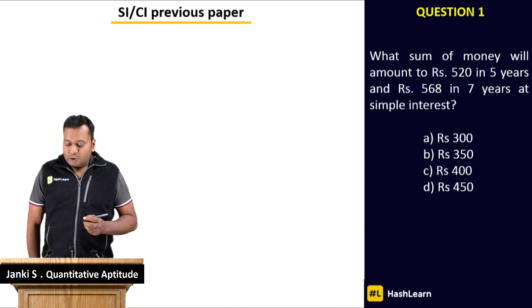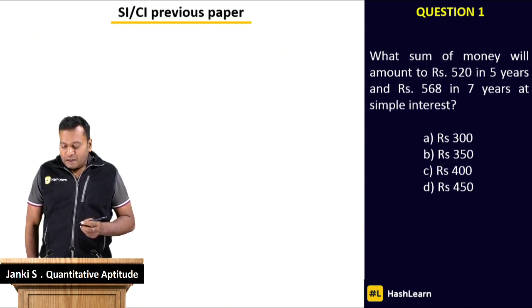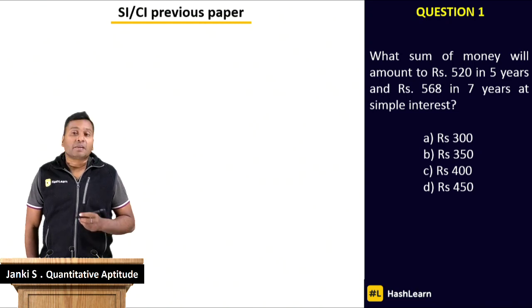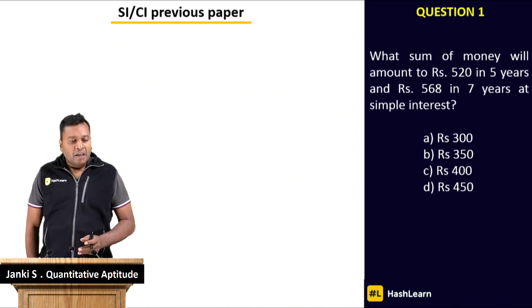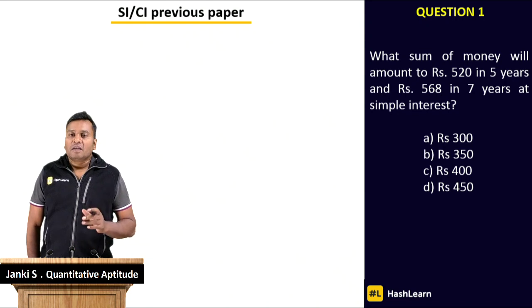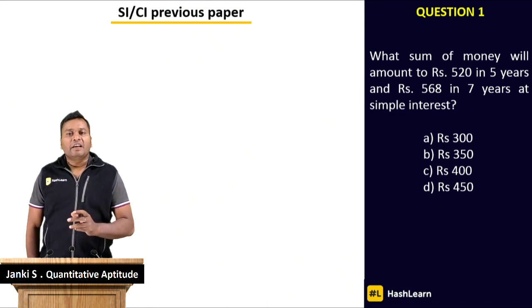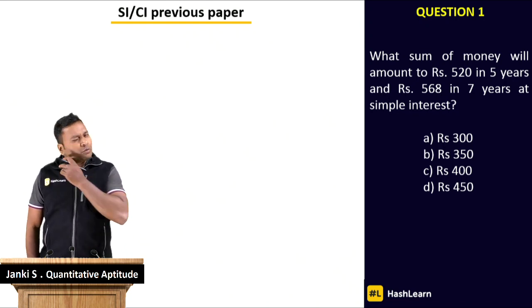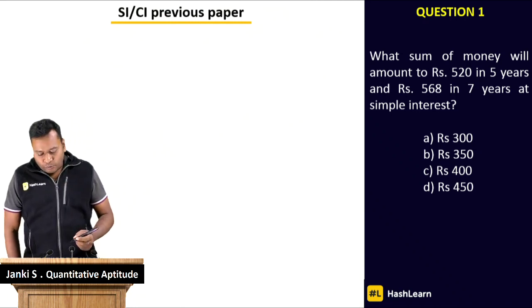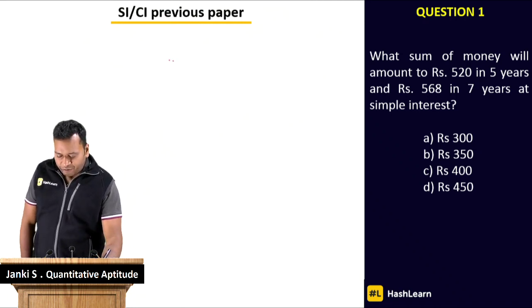Now first question is, what sum of money will amount to 520 in 5 years and 568 in 7 years at simple interest? Now इसने कहा कि simple interest पे, अगर ये simple interest पे है that means मेरा जो interest है every year will always remain constant, वो same ही होगा, right? तो मेरा condition क्या है? They are talking about 5 years.